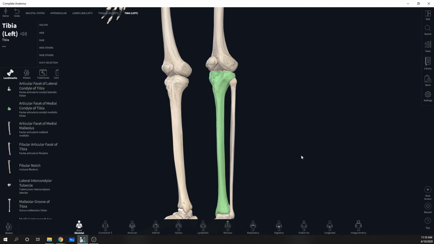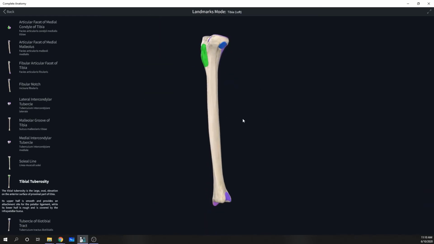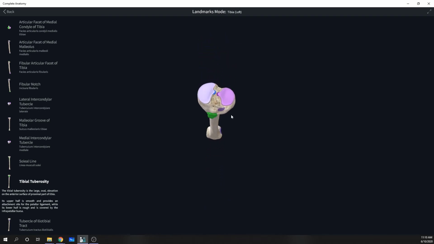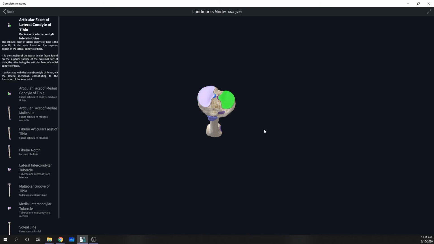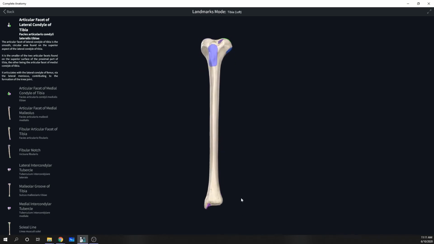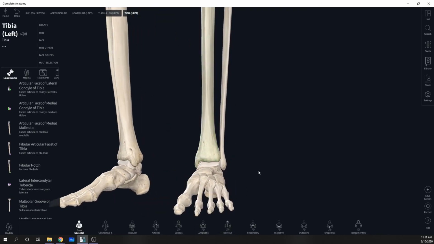Let's look at the features of the tibia itself. First, we have the tibial tuberosity that can be found on the anterior side of the tibia. If we take a more superior view, we can find our medial condyle and our lateral condyle. These match up to the medial and lateral condyles of the femur. At the inferior end, we can find the medial malleolus. This is actually what makes up the medial side of your ankle.